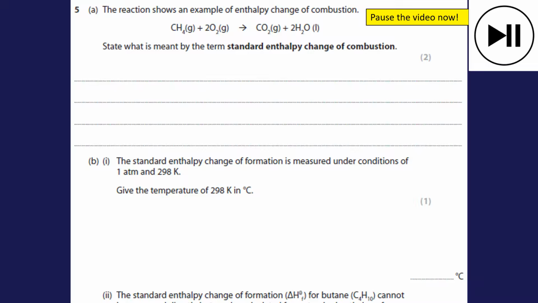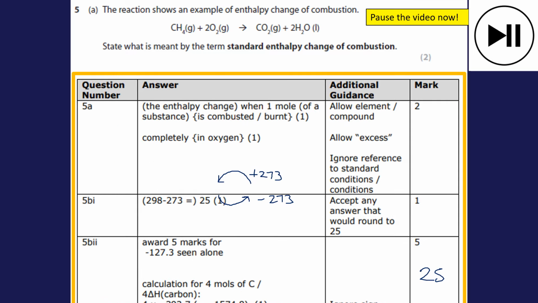Part B, enthalpy change of formation is measured under conditions of 1 atmosphere and 298 Kelvin. Give the temperature of 298 Kelvin in degrees C. Now, we need to know how to convert between the two units. To go from degrees C to kelvins, you add 273. Therefore, to go the other way, you minus 273. So my answer is 25 degrees C. There's our mark scheme there.